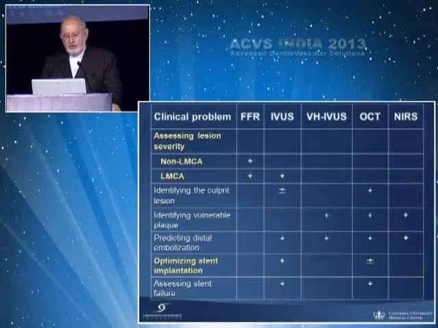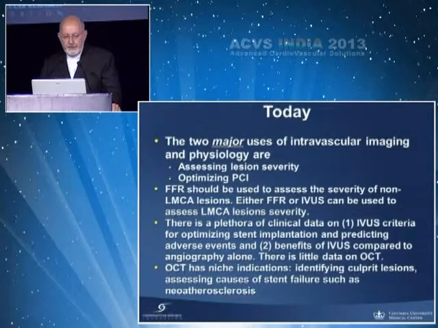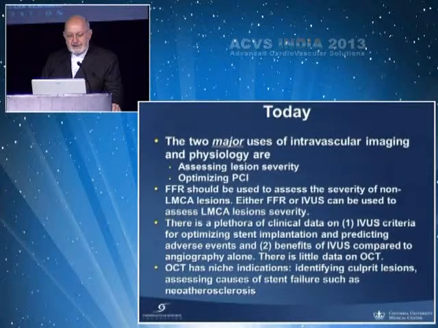There are also, however, many other uses of these imaging techniques. Identifying culprit lesions in patients presenting with ACS, identifying vulnerable plaques, predicting distal embolization, and assessing stent failure. And I'll simply say that in these secondary uses of intravascular imaging techniques, OCT is clearly superior to IVUS, and that's where most of the work has been done. So today, the two major uses of intravascular imaging in physiology are assessing lesion severity and optimizing PCI. FFR should be used to assess the severity of non-left main lesions, and either FFR or IVUS can be used to assess left main lesion severity.